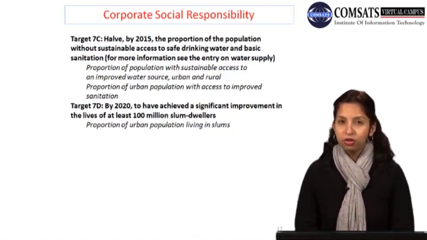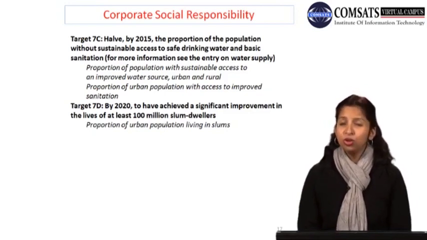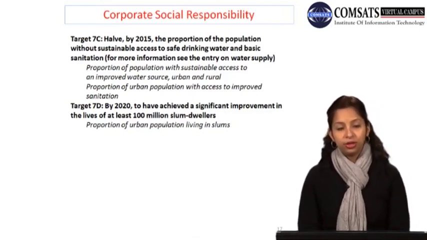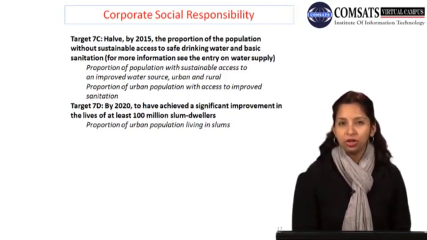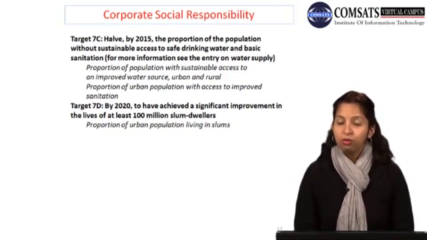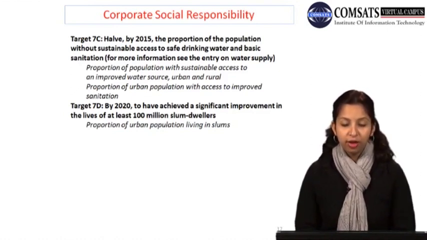The next target with reference to goal number 7 is to halve by 2015 the proportion of the population without sustainable access to safe drinking water and basic sanitation. So you need to see how much of your population has access to improved water sources, in urban areas and in rural areas, and then you need to see what percent of the population is getting access to improved sanitation. The last target with reference to goal number 7 is by 2020 to have achieved a significant improvement in the lives of at least 100 million slum dwellers.